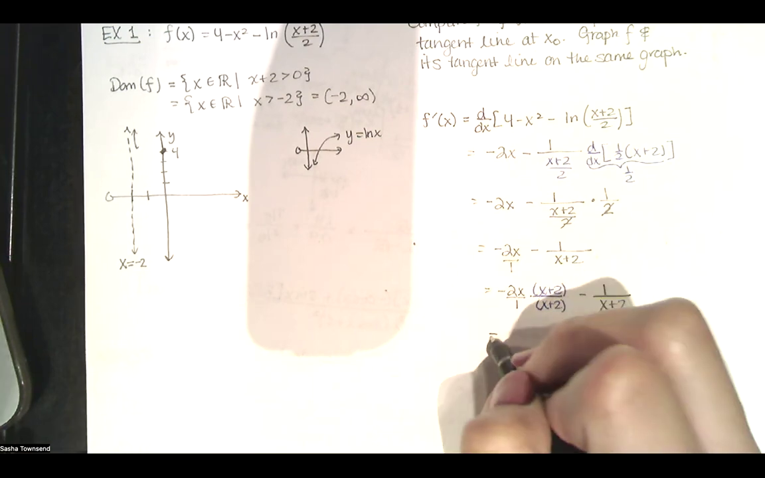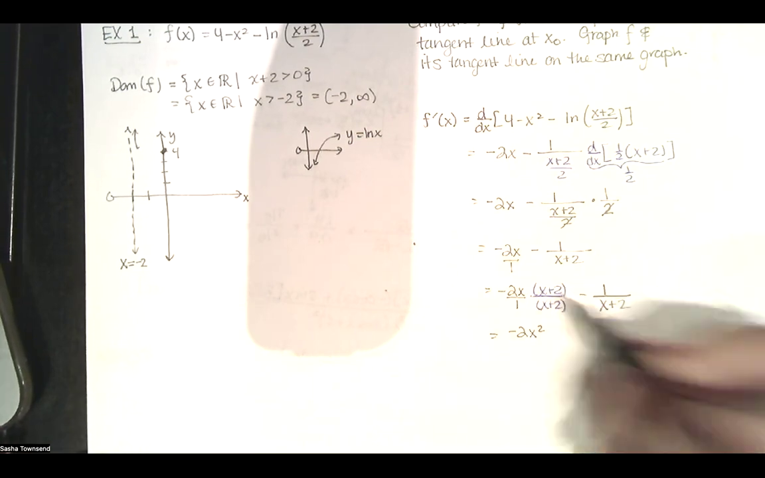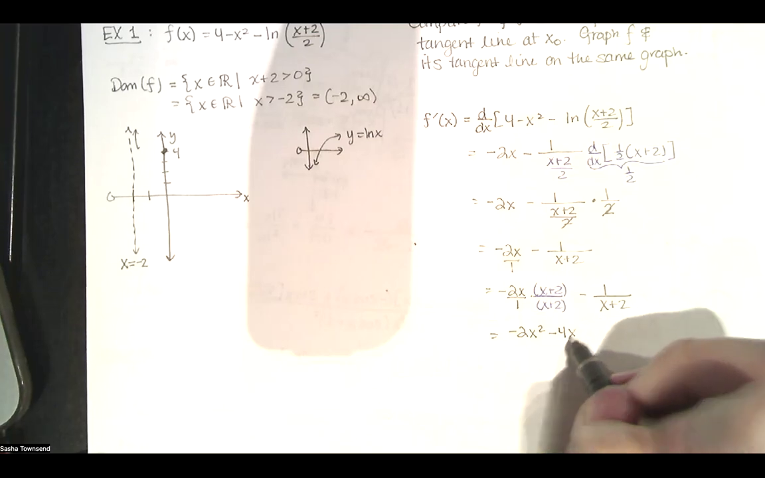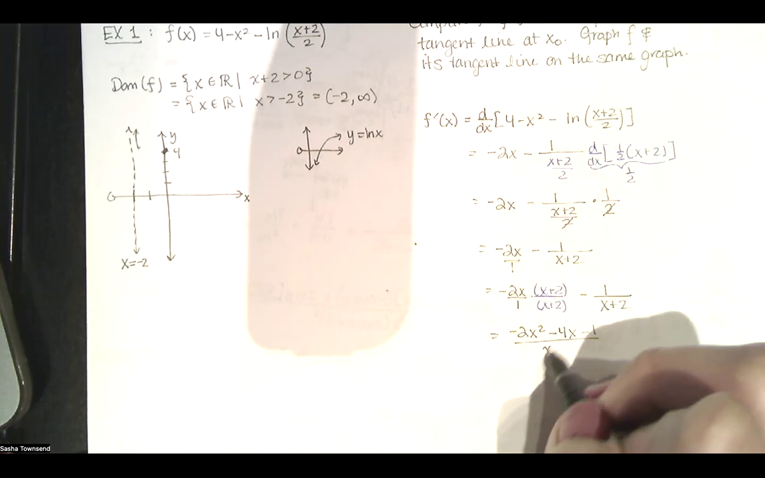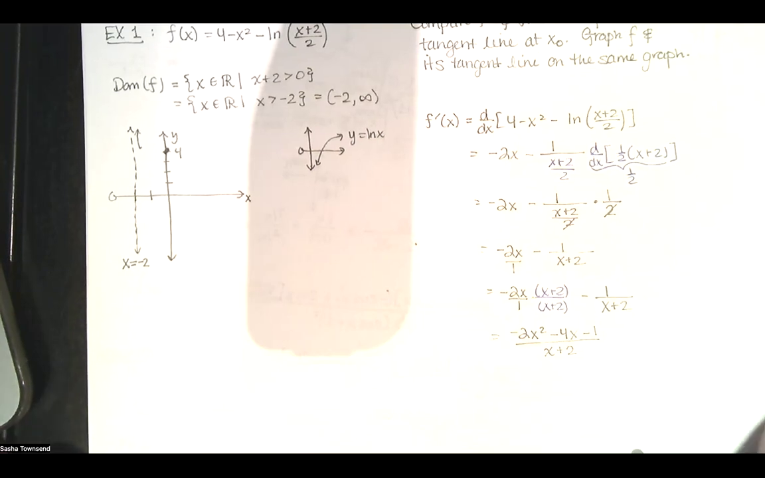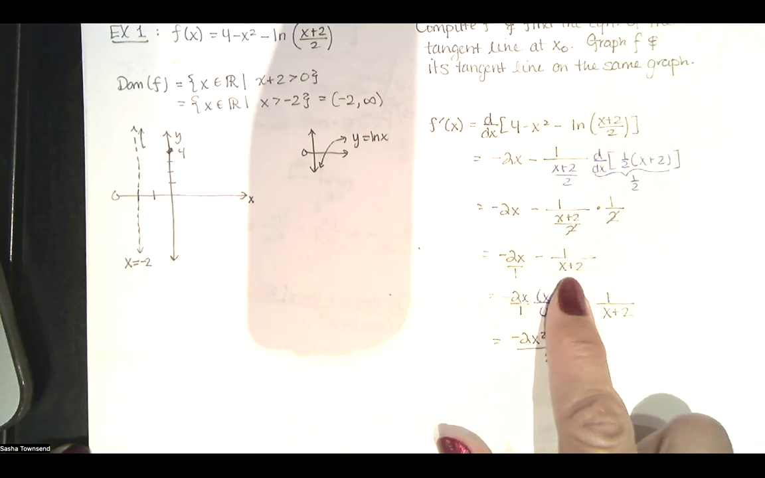When we distribute, we have negative 2x times x is negative 2x squared, and then negative 2 times positive 2 is negative 4x. And then we subtract 1, and then all of that is divided by x plus 2. So that's f prime. This is also f prime.